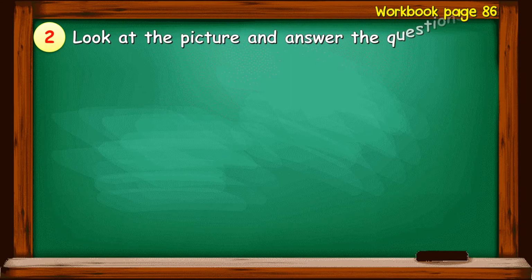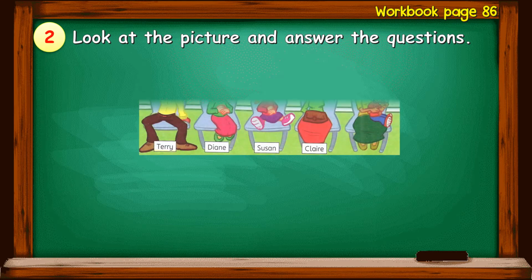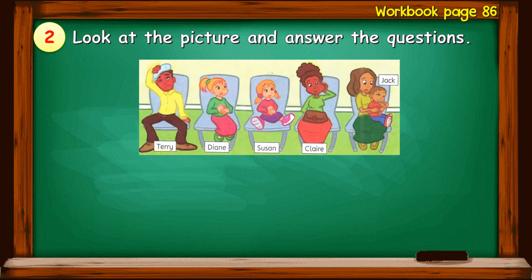For number 2 of workbook page 86, look at the picture and answer the questions. How many people are in the picture? We have Terry, Diane, Susan, Claire, and Jack with his mom. Okay, there are 4 questions. Let us look at question 1. What's the matter with Terry?